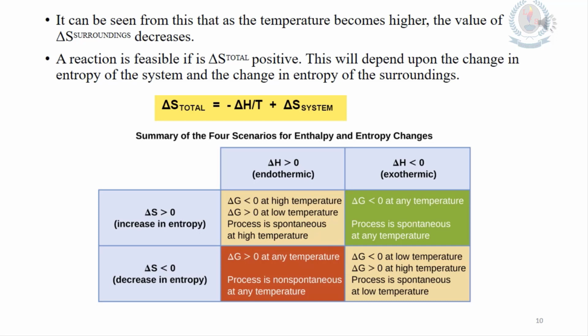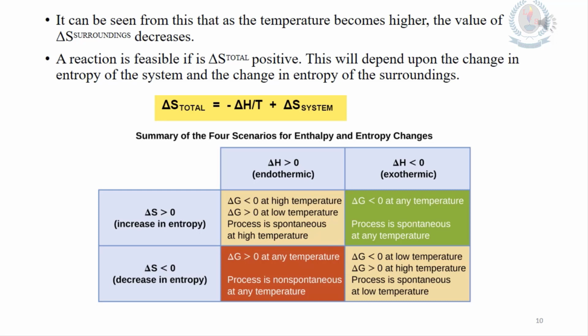Now we will discuss the first scenario. Delta H is more than 0. It means it is an endothermic reaction. Delta S is also more than 0. It means an increase in entropy. Here the process or any reaction is spontaneous at high temperatures.